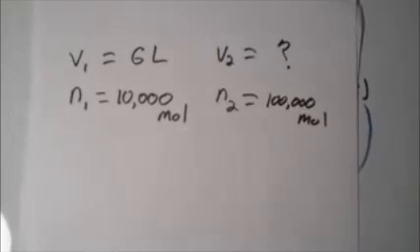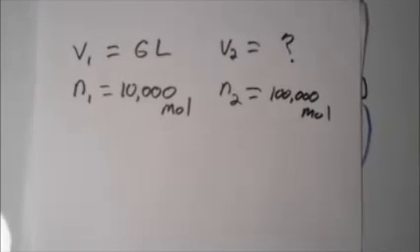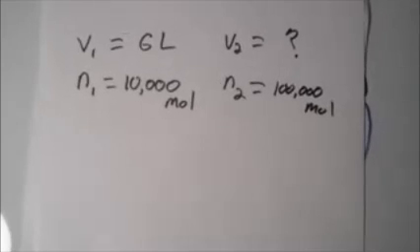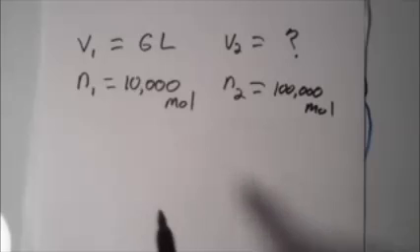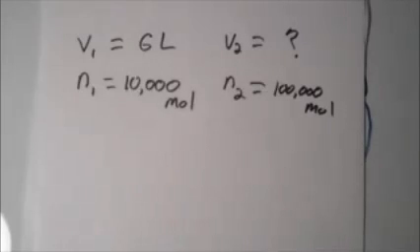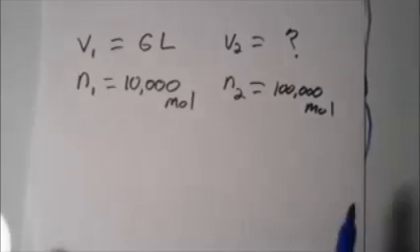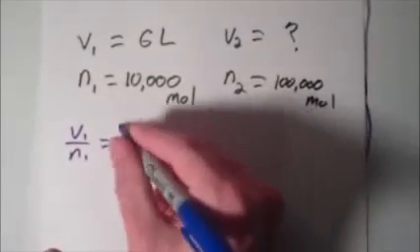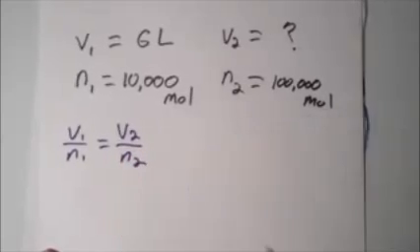So first of all, we can just intuitively reason that the volume should be larger. It should expand because volume and amount are directly proportional, and since we're increasing the amount, then that should lead to an increase in the volume. So it definitely must be larger than 6 liters. We know that. So let's write down the relationship again. We have V1 over N1 equals V2 over N2.